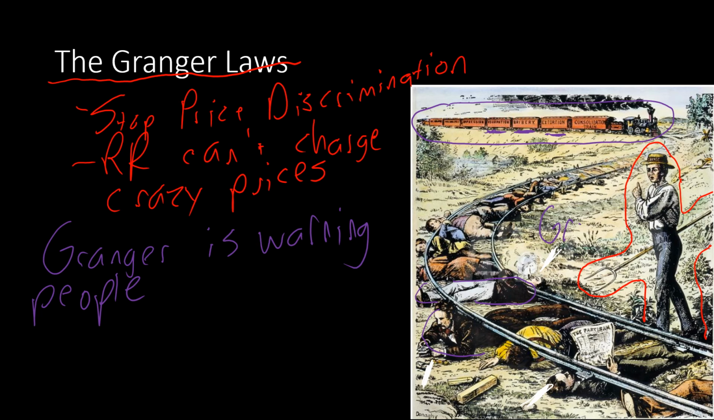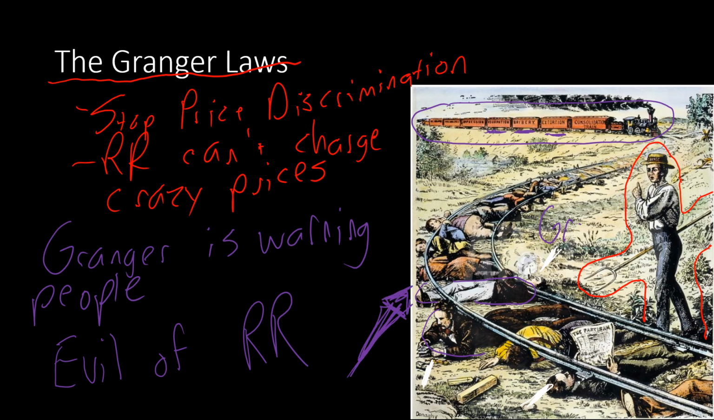So the big thing you got to pick up on is the farmer is warning the everyday people about the evils of the railroad. And you can tell people are oblivious. They don't know the evils of the railroad, right? They're laying under the tracks waiting to get crushed. And the farmer, this Granger, is the only one that sees the evil. He's saying, guys, look, the price discrimination, all these things the railroad's doing is terrible and it's going to harm you. It's going to kill you. So you've got that Granger who's seeing that and warning the American people, which is exactly what the Granger movement was all about.